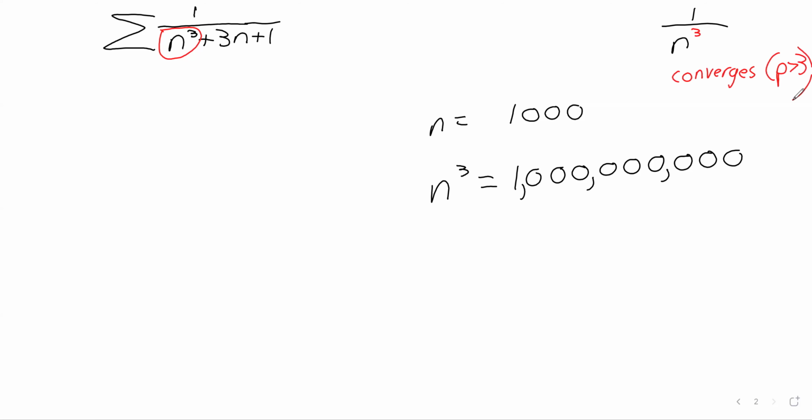converges. P series are sort of the opposite of geometric series. For a geometric series to converge, something has to be less than 1. For a P series to converge, something has to be greater than 1. 3 is greater than 1. So we think this probably converges.